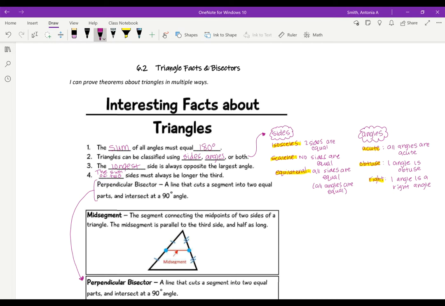The sum of all angles must equal 180. Triangles can be classified using sides, angles, or both. The longest side is always opposite the biggest angle, and the sum of 2 sides must always be longer than the third. Okay. So now let's talk about things that we can do with triangles.